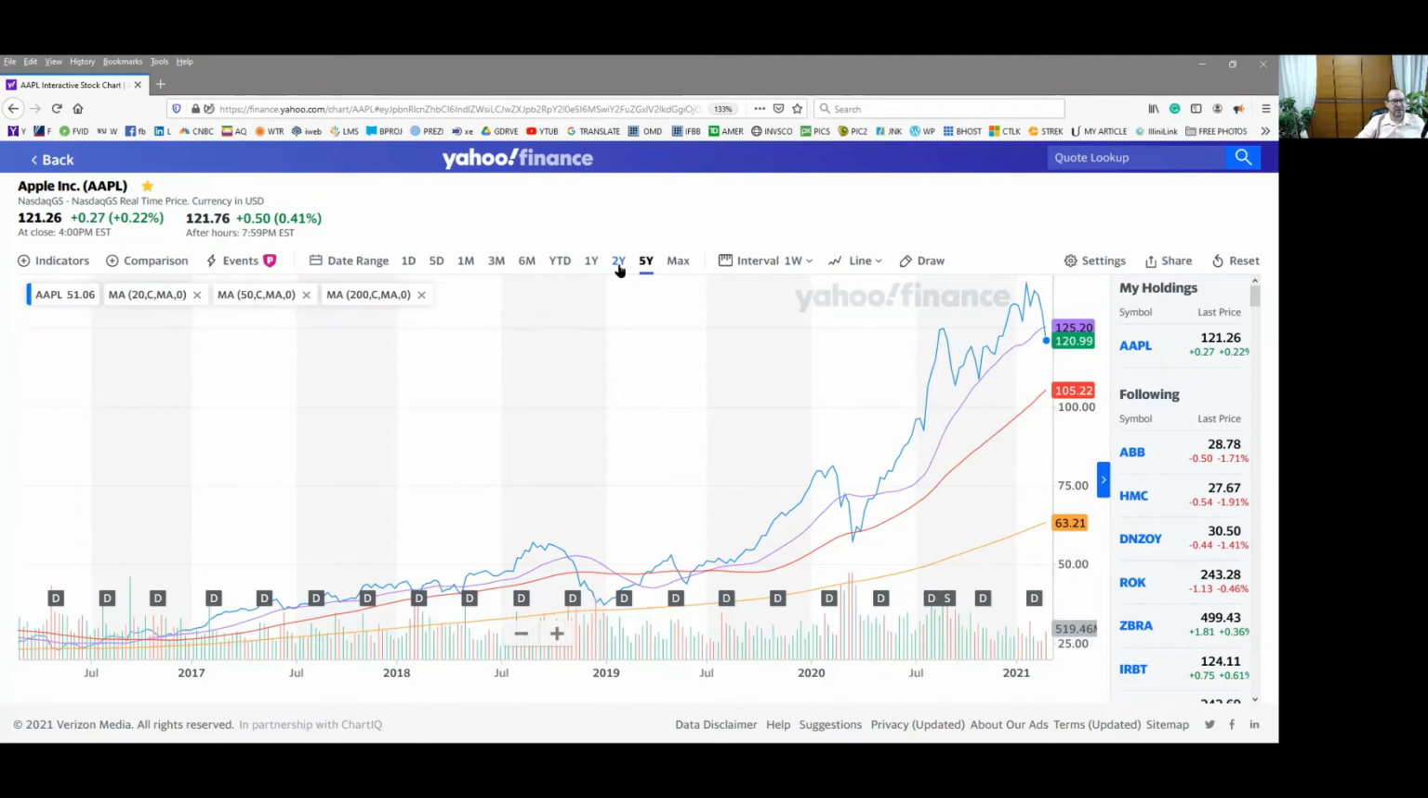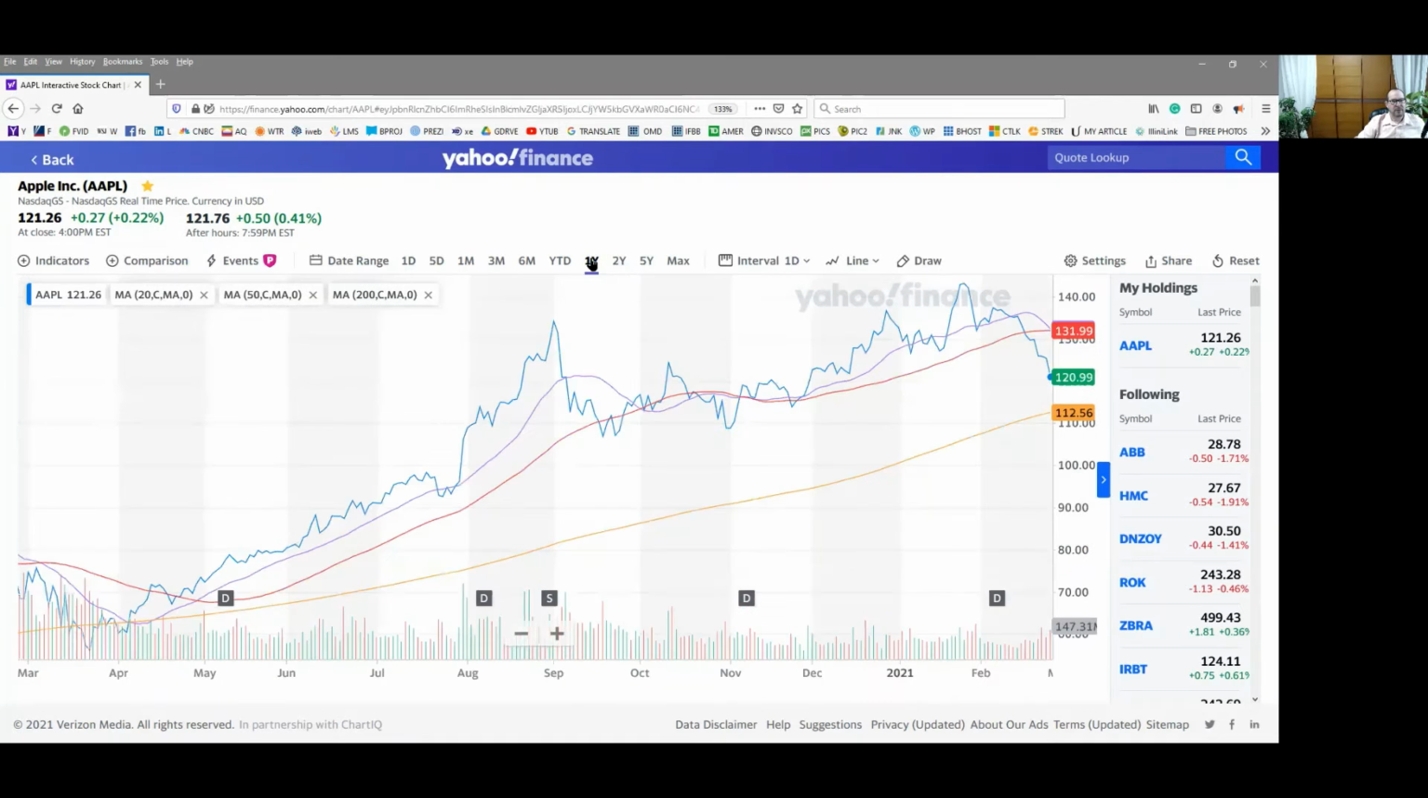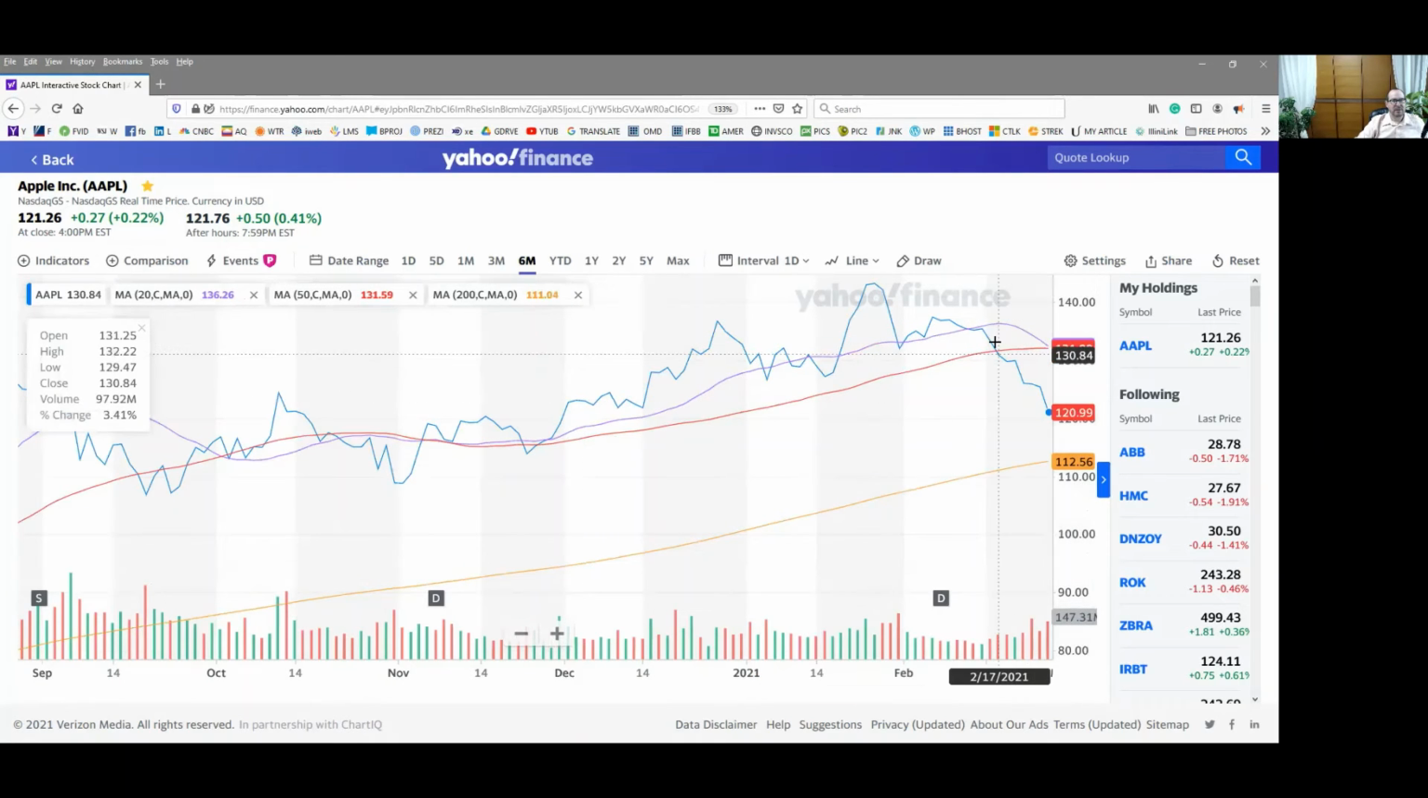But the problem is, let's look at 2 years. Then look at 1 year. Uh-oh, you notice here that it's starting to bounce up and down. But the 200-day moving average, hey, it's done pretty well over the past year. Then you go to 6 months. Uh-oh, it's starting to go below these right here. The 200 and the 50, the 50 and the 20-day moving average. The 200, it's still above the 200.